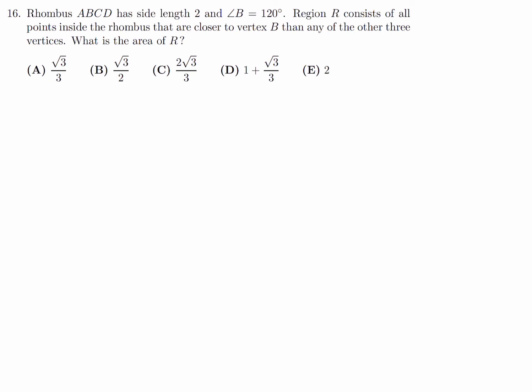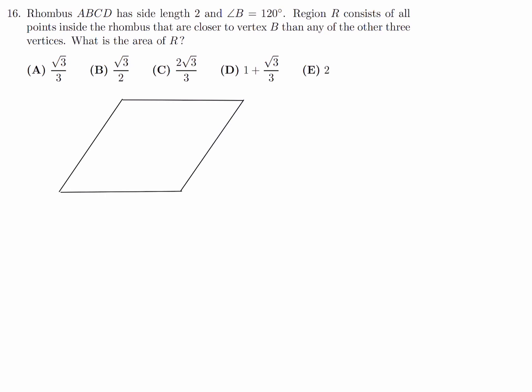Rhombus ABCD has side length 2 and angle B is 120. Region R consists of all points inside the rhombus that are closer to vertex B than any of the other 3 vertices. What is the area of region R? So let's draw a diagram of a rhombus, and then let's discuss this.